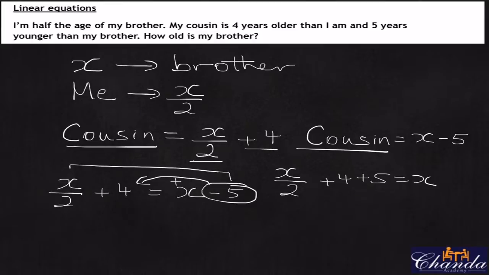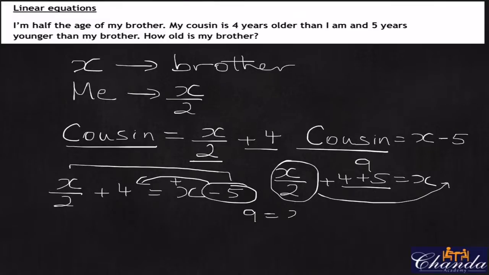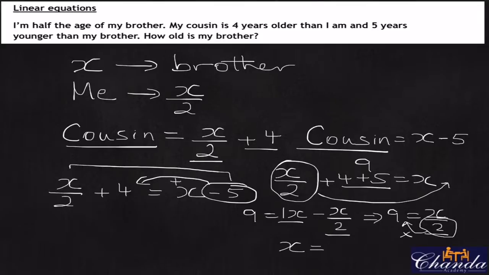4 plus 5 is simply 9. Then let's take the X over 2, which is a positive X over 2, over to the other side as a negative. So that becomes 9 is equal to X minus X over 2. So that's 1X here minus half X. So which is simply 9 equals X over 2, because 1 minus half is simply half. And then using our knowledge again, taking that 2 to the other side, it becomes a multiplication. So it becomes X is equal to 9 times 2, which is 18.